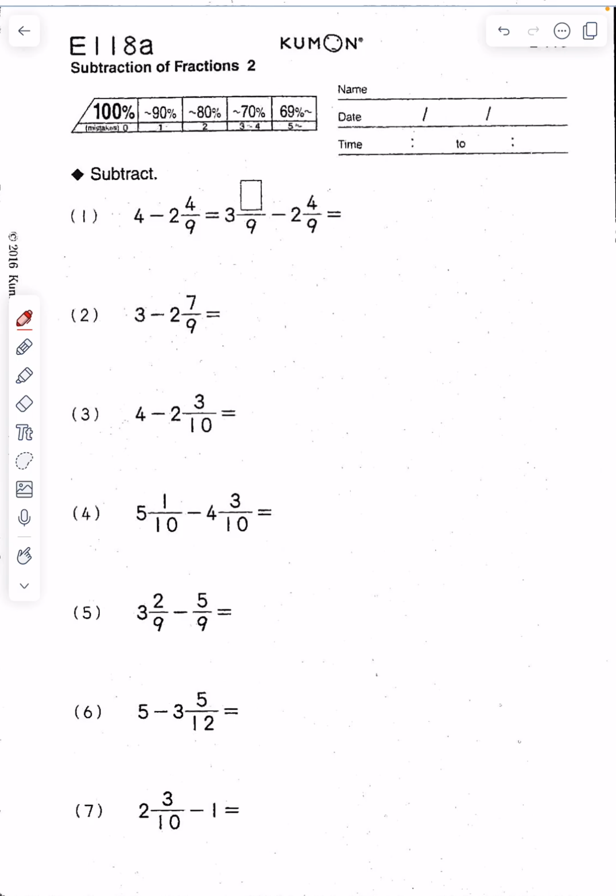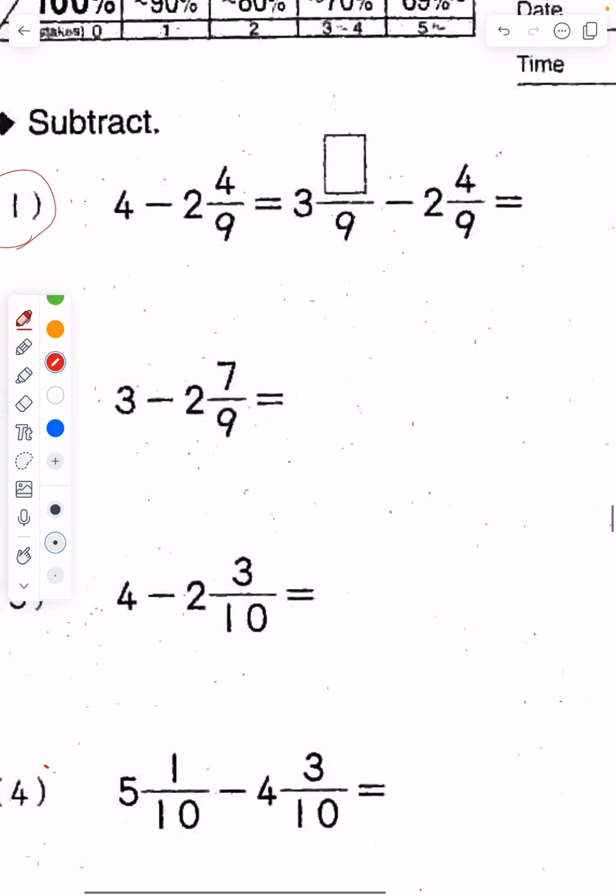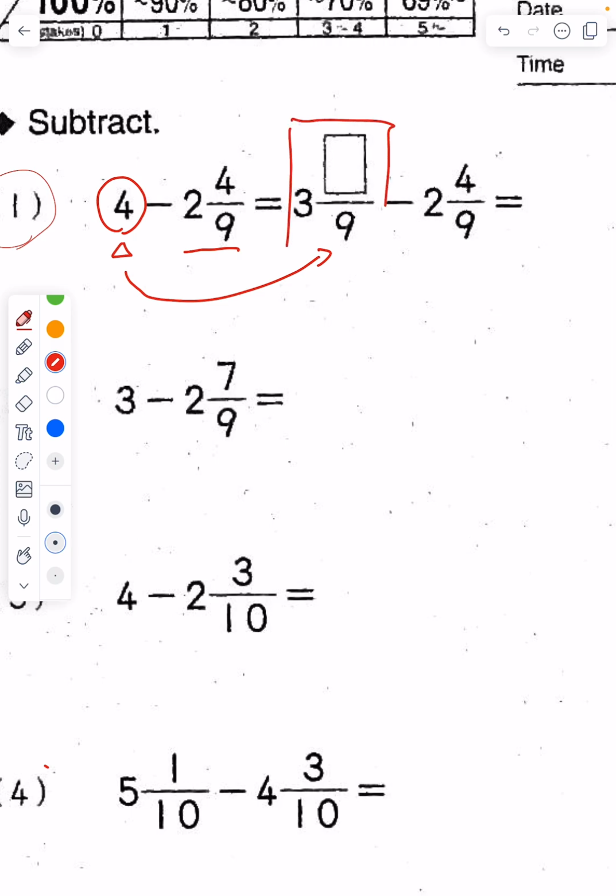E118A. Let's dive into the first question right here. So, first of all, let's take a look at this question. What is so weird about this is that we have a whole number. This is kind of different from the fraction that we have over here. So our goal at first is to change this whole number 4 into something that looks like this. We call this the mixed improper fraction. Why? You're about to see why now.